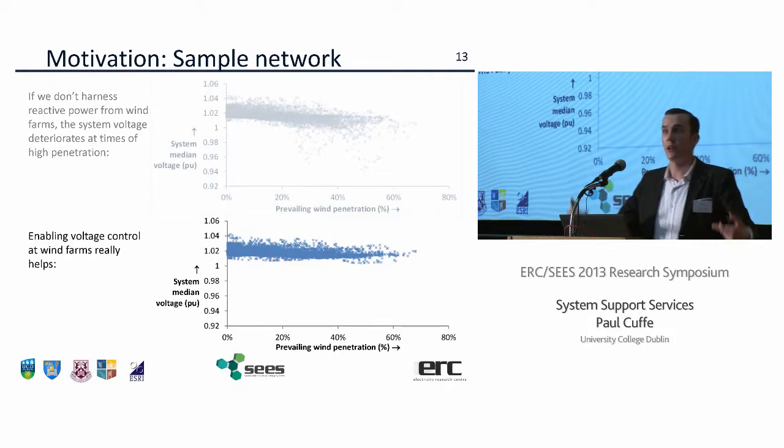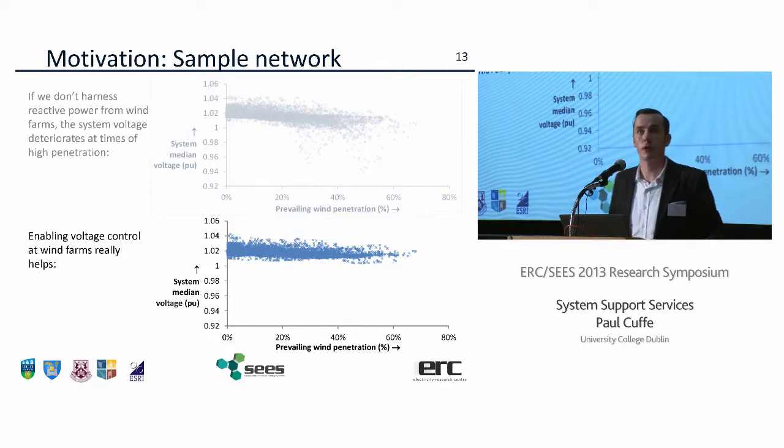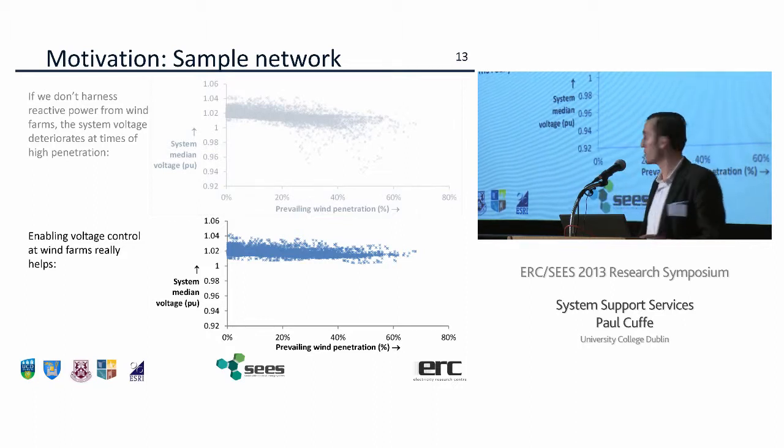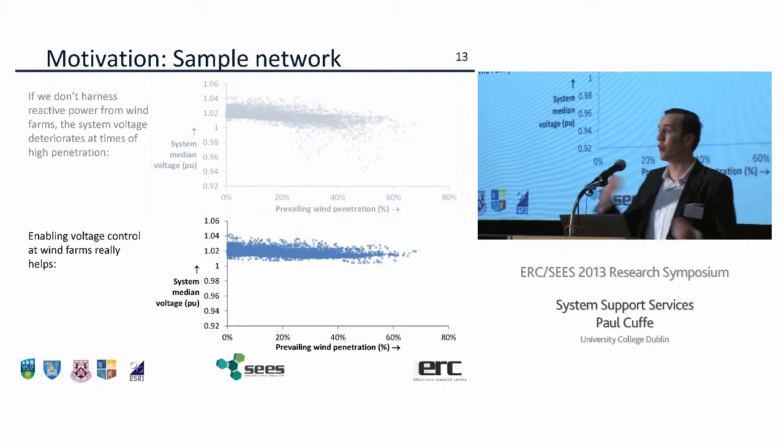So we said, well, what if we enable voltage control, which is the most obvious way to use that reactive power that modern wind farms give you, and you find, great, your problem goes away. You can now have high penetrations of wind, and you don't get those depressed voltages.